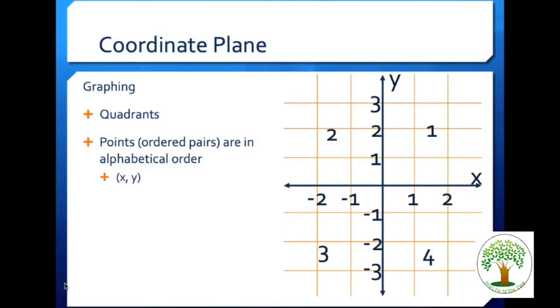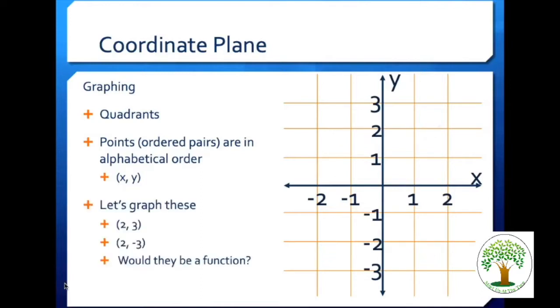We also graph these in ordered pairs. The x and the y is in alphabetical order. X comes before y. X is first, y is second. So if I gave you an ordered pair, 2 comma 3 and 2 comma negative 3, I'm going to graph them like this. I'm going to come over to 2 on the x-axis, and I'm going to come up to 3 right there. Questions so far? 2 comma 3 is graphed 2 on the x and 3 on the y, and we just come together to where they are. You just watch right now.